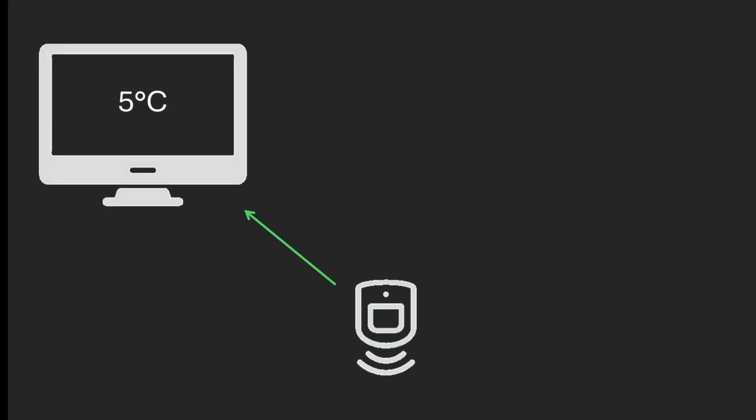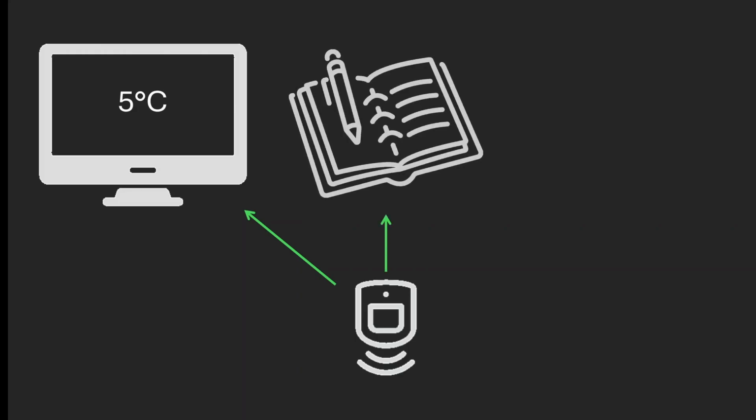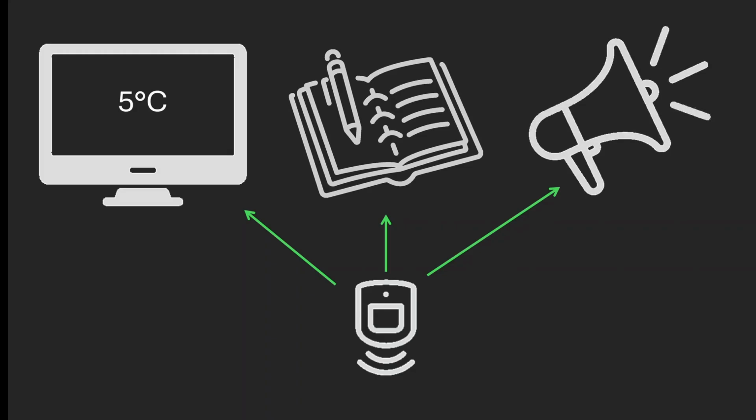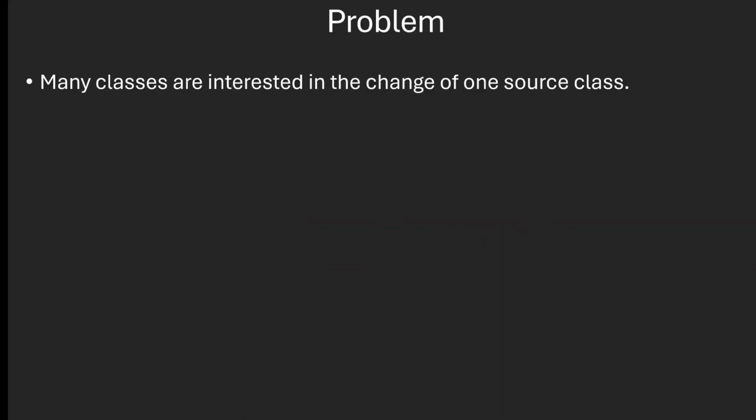That problem was about a sensor measuring temperatures, and for every measurement, multiple classes wanted to react. A monitor should show the latest measurement, a log file should be updated for historic reasons, and there was an alert shown if the temperature got too low. So, in short, the problem was that many classes were interested in the change of one other class, the source.